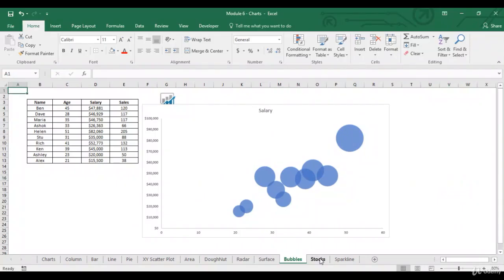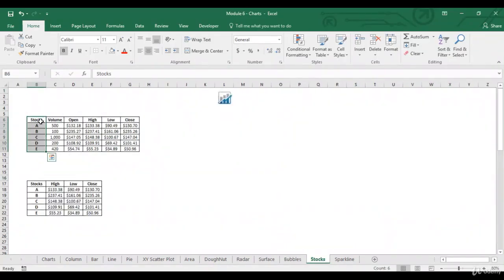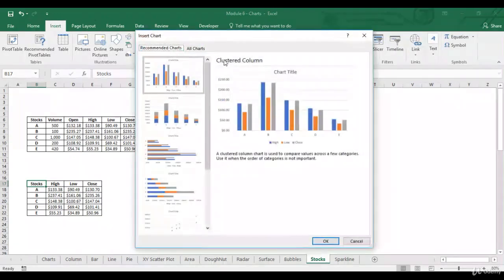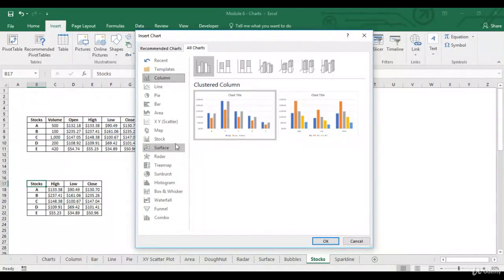Now, moving on to the stocks, I've got stock information for five stocks. I've got the volume which was sold, what was the share price when it was opened on the day, how high it went, what was the low price, and at what price it closed. In the stocks graphs also there are four types of different graphs we have. So let's look at the first one. Recommended charts, all charts, got the stock.